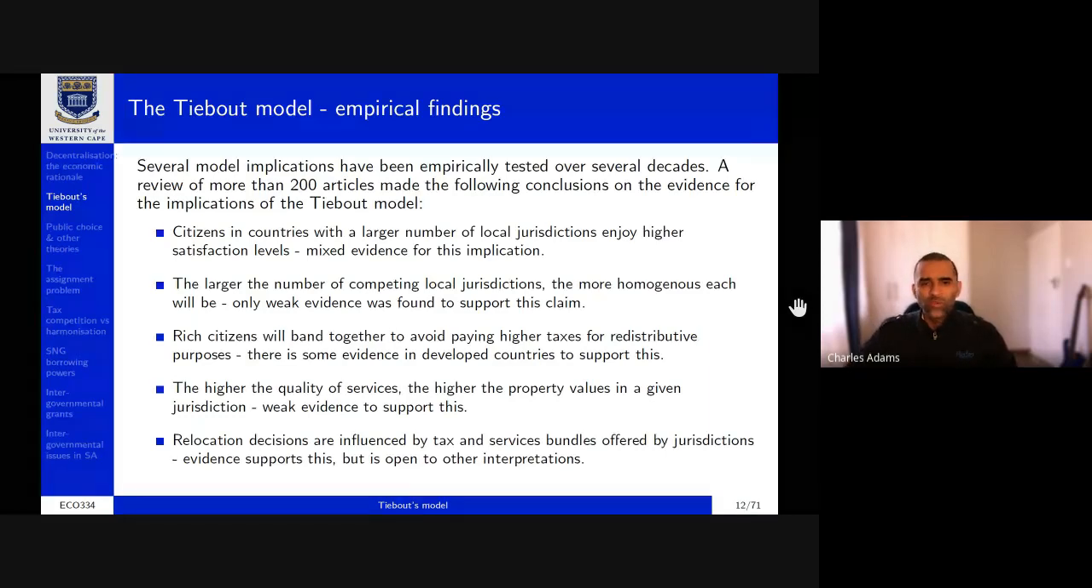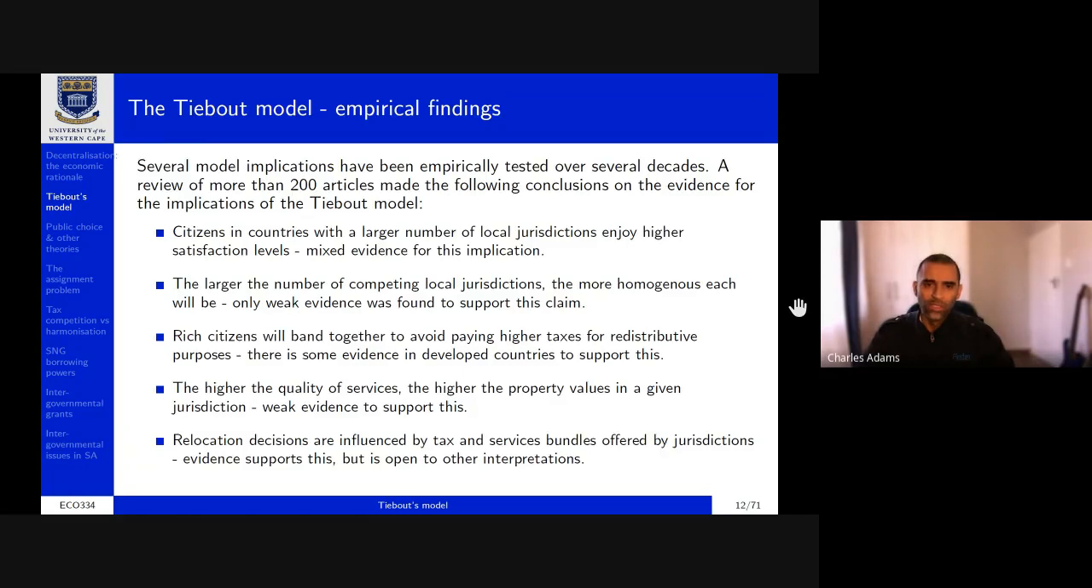Okay, so some of the empirical findings that have come out of people trying to apply this model and evaluate to what extent we observe the implications of the model out in the world are given in the textbook. A review of 200 articles made the following conclusions on the evidence for the implications of the Tiebout model. Firstly, citizens in countries with a larger number of local jurisdictions do appear to enjoy higher satisfaction levels. And here the evidence is somewhat mixed. There is some evidence for this proposition.